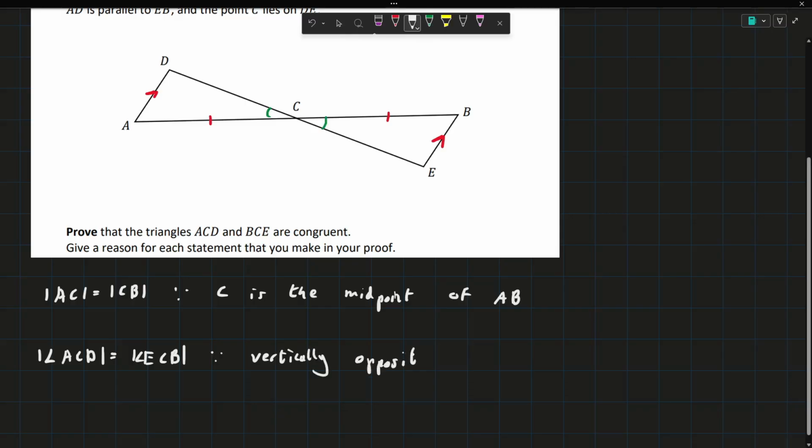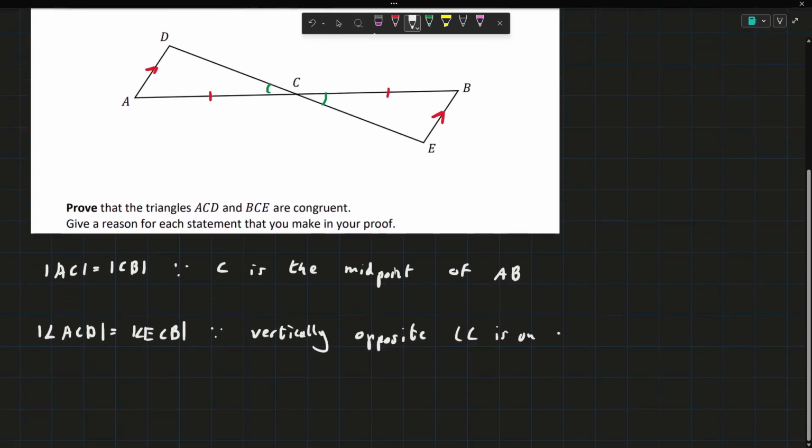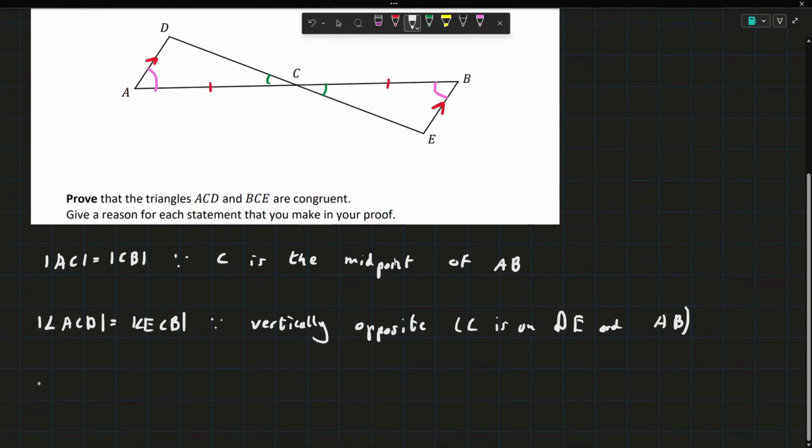And I suppose that is made very clear because C is on DE and AB. So it's kind of like the intersection of those two lines. They told us that very explicitly in the question, so it's a good idea to mention it. And then we also know, I'll draw in pink, that this angle is going to be equal to this angle. So we can write down, and I'll show the reasoning in a second, DAC will be equal to the measure of angle CBE, and that is because they are alternating angles.